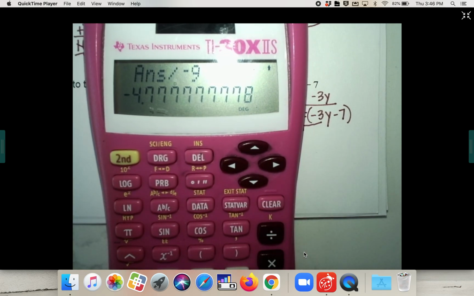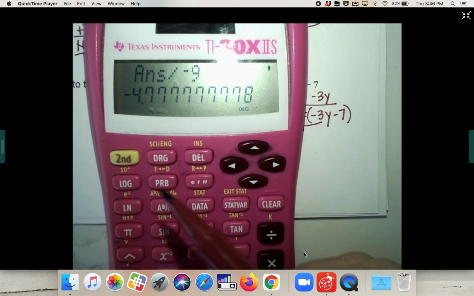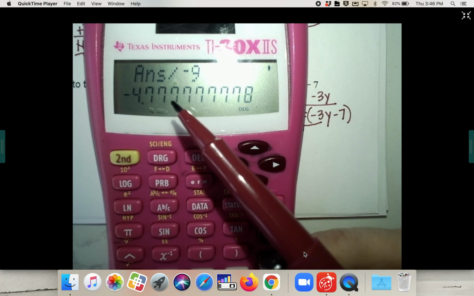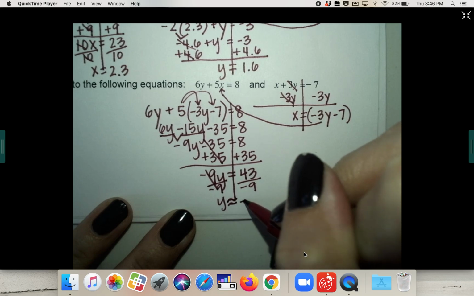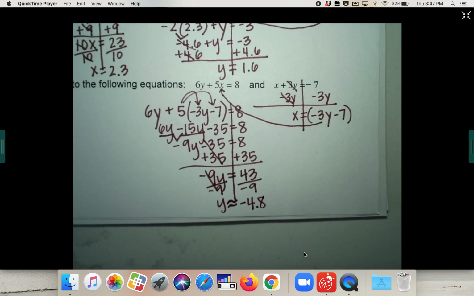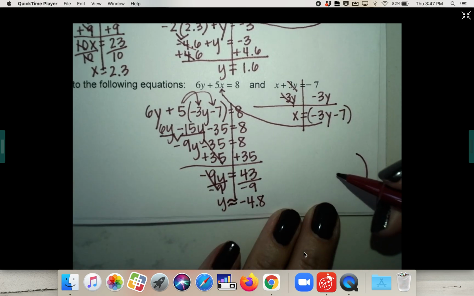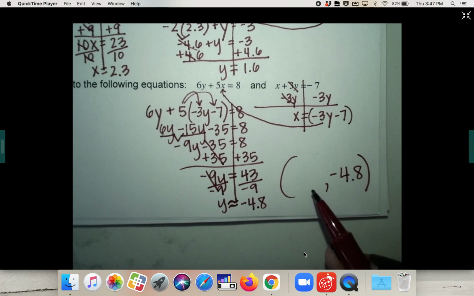All right, we've got a lovely uneven number here, however, in a decimal. So we're just going to round it to about negative 4.8. All right, so that's our y-coordinate. So our y-coordinate is negative 4.8. What we're missing is our x-coordinate. So we have our y this time.